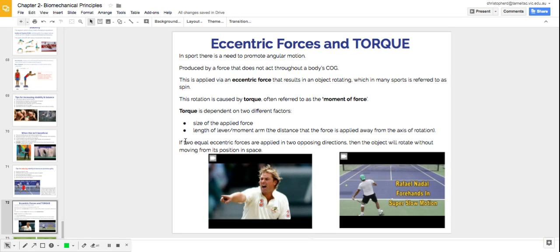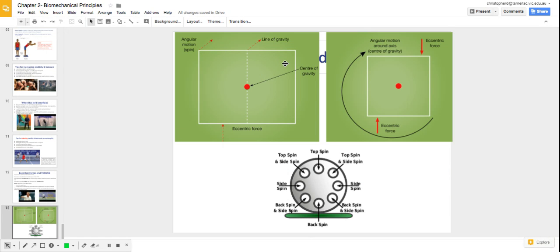So if two equal eccentric forces are applied in two opposing directions, the object will rotate without moving. If we look here, we've got rotation. When we have our eccentric force from one end, it will cause us to rotate around the center of gravity.